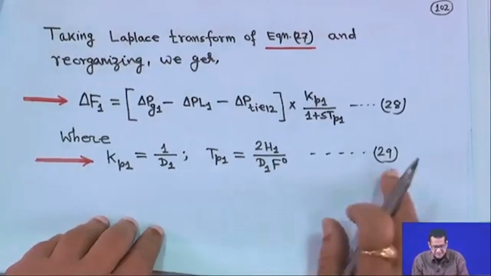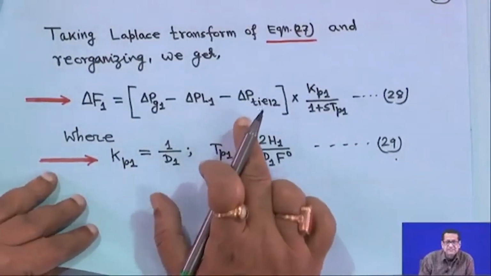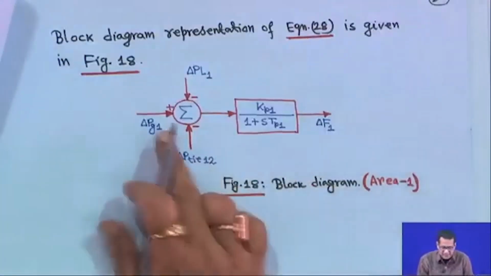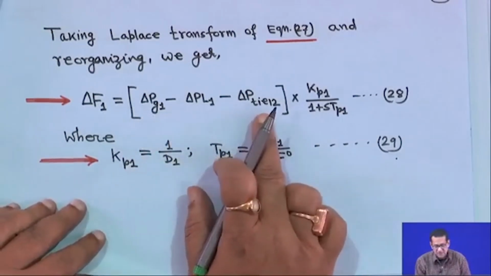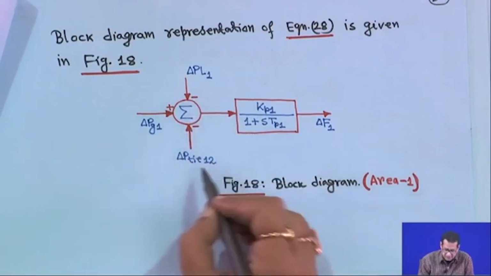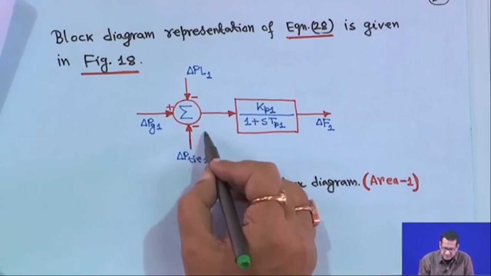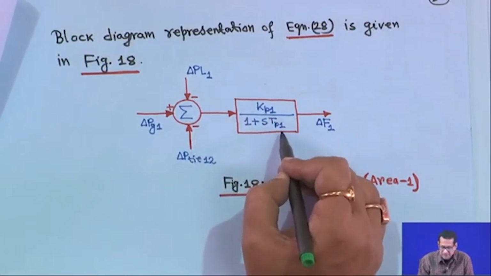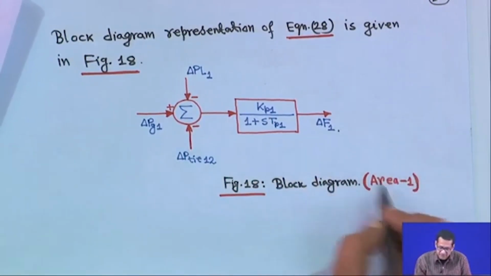Once this is done, then if you try to represent the block diagram for this, you can write this is delta Pg1, this is plus, delta Pg1 minus delta PL1 minus delta P ti 1 2. So this is minus delta PL1 and this is minus delta P ti 1 2, coming from somewhere, we will see later, then into Kp1 upon 1 plus S Tp1 and the output is delta F1. This is actually the block diagram for area 1.